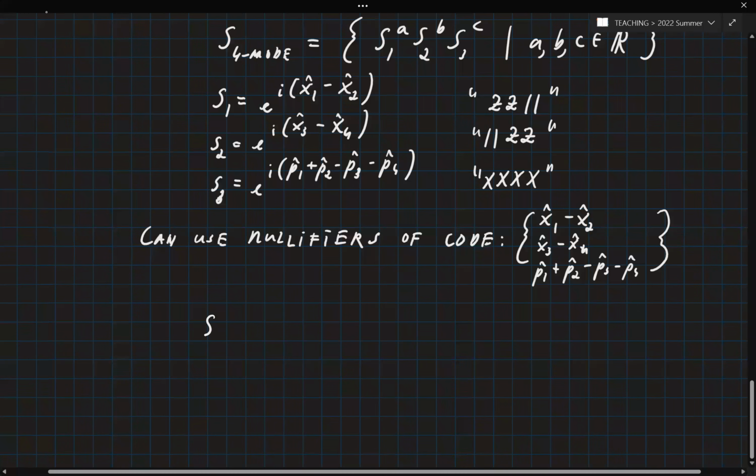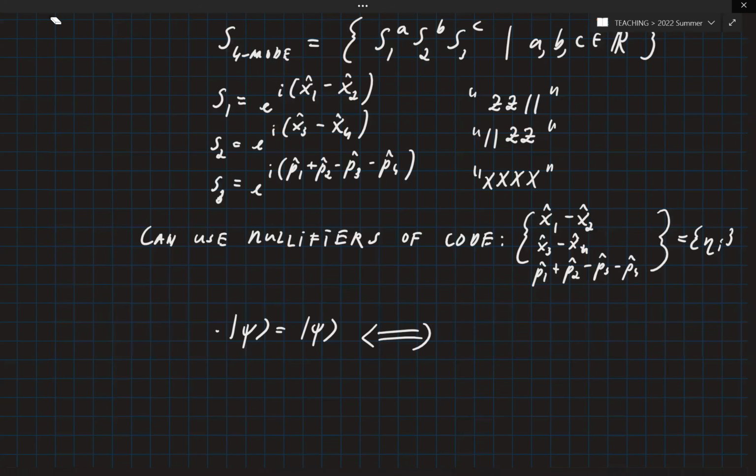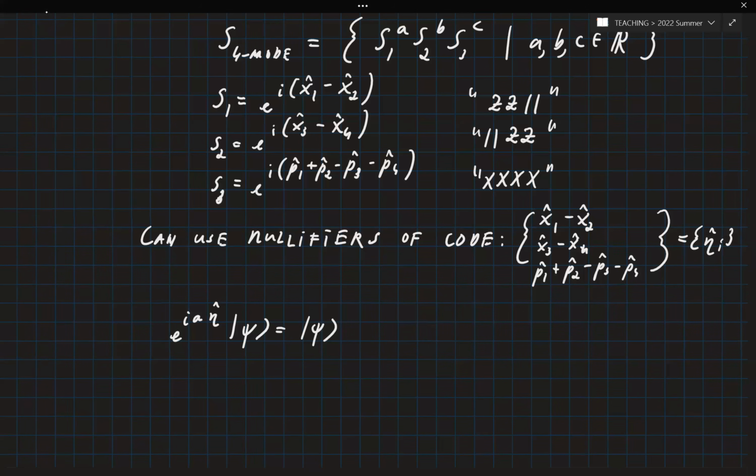Now, here's the equivalence that allows you to do this. Any state that's stabilized by a stabilizer generator, an exponential of one of these nullifiers, let's call these etas, is automatically guaranteed to be annihilated by eta. So if a state is stabilized by exponentials of eta for all a, then that state is automatically annihilated by eta.